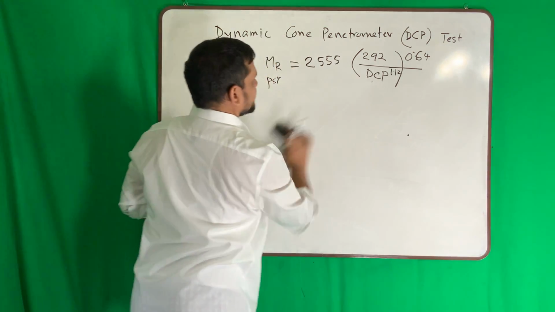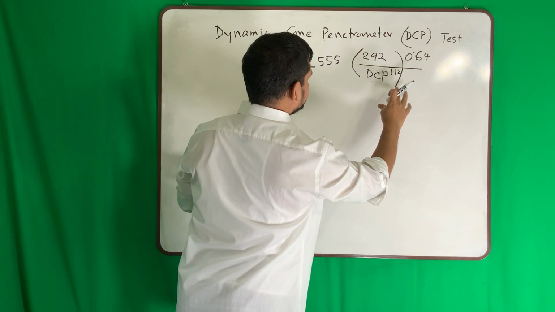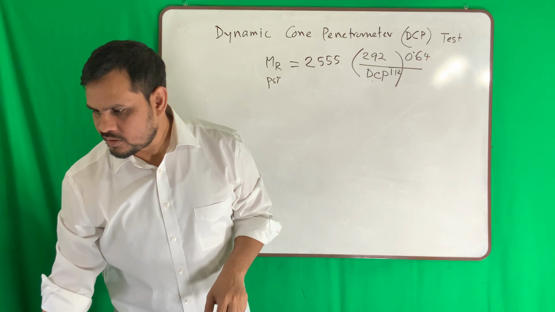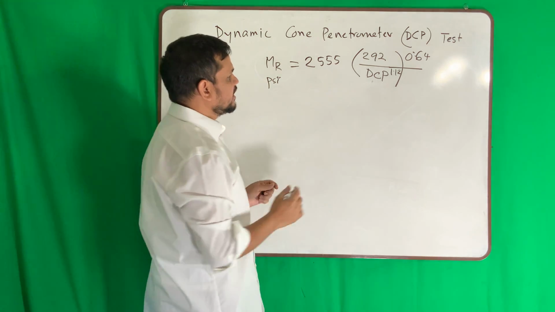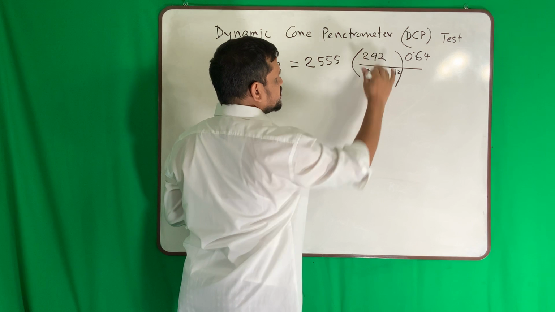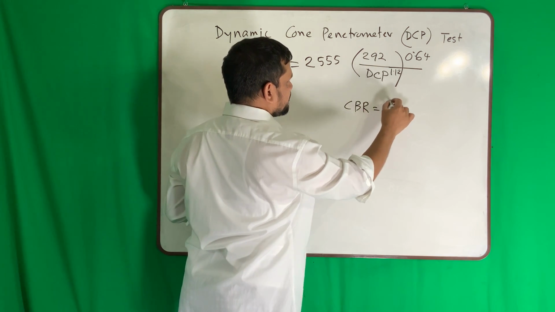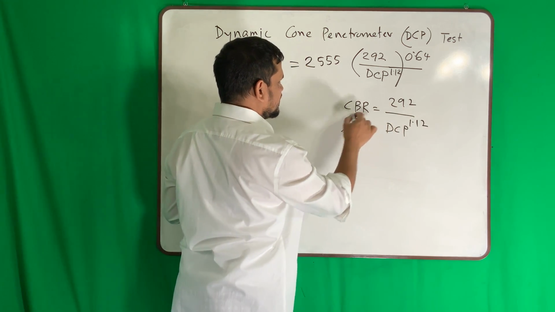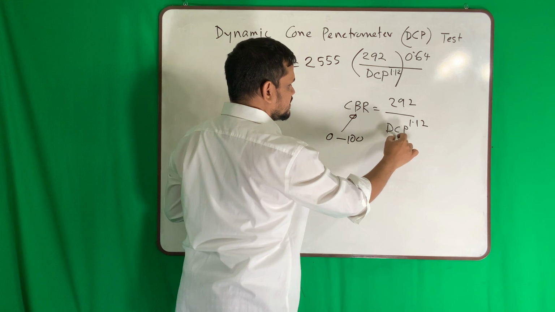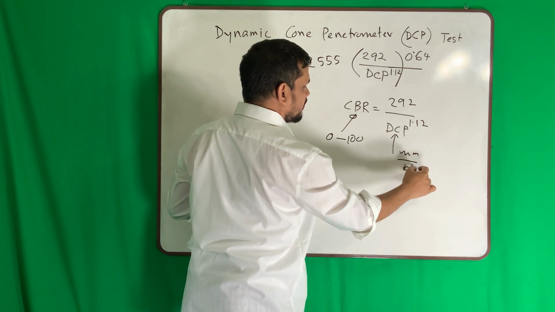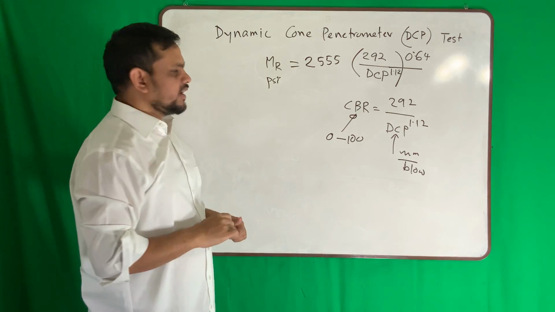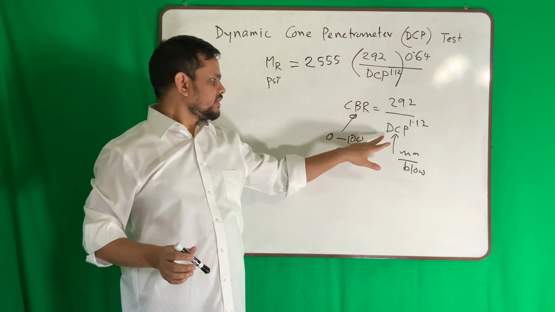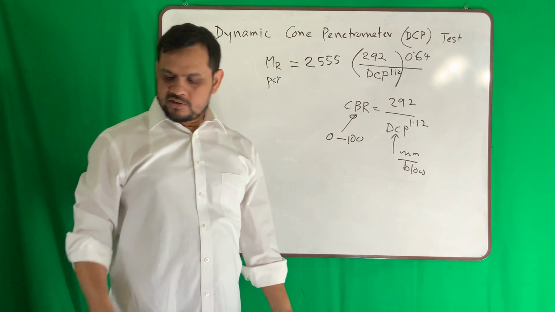Okay, something else. Also this portion, did I make any mistake? No, yes, everything is right. But just to let you know, this portion is California bearing ratio, 292 DCP 1.12. Yes, this is in 0 to 100 scale, and this is in millimeter per blow. In case you are interested, that is the relationship between CBR and DCP. Okay, so in the next video I will discuss another test.